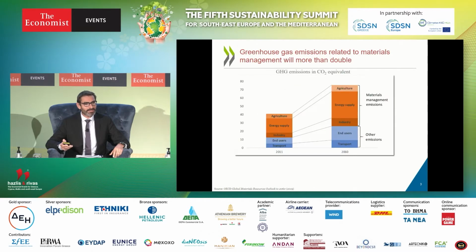And of course, that in itself is not necessarily a problem, but it becomes a problem because there are associated environmental impacts. On this slide, what you can see is the projected increase in greenhouse gas emissions linked to materials management, which is essentially going to more than double. By 2060, we're going to have 9% of total greenhouse gas emissions associated with 7 key metals, 12% of greenhouse gas emissions associated with concrete alone.